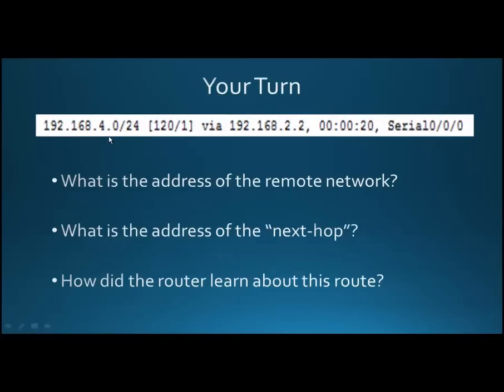All right, so your turn. If you've got this showing up in your routing table, what's the address of the remote network? What's the address of the next hop? And how did this router learn about this route?